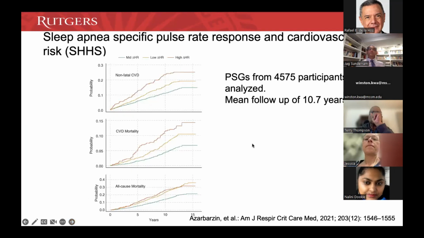Now, when they used the same approach to look at the Sleep Heart Health Study in over 4,000 participants, they looked at non-fatal cardiovascular disease events, mortality, and all-cause mortality. And this was again a mean follow-up of 10.7 years. They again show that the probability of a non-fatal cardiovascular disease event was high when you have these higher changes or lower changes in delta heart rate compared to mid-level changes in the heart rate. Similarly, data on mortality and all-cause mortality, showing that maybe the heart rate response is some other way of looking at the consequences of these apneic events.